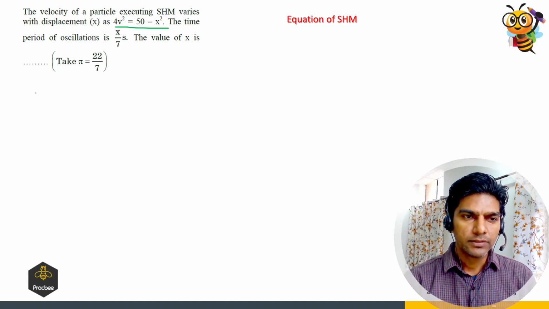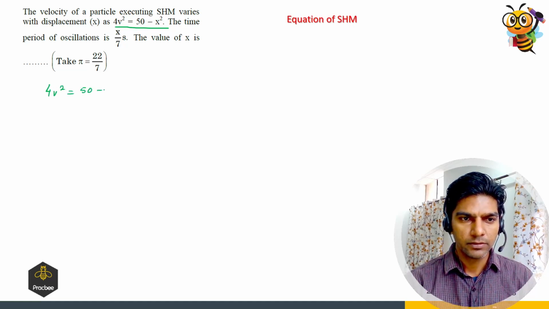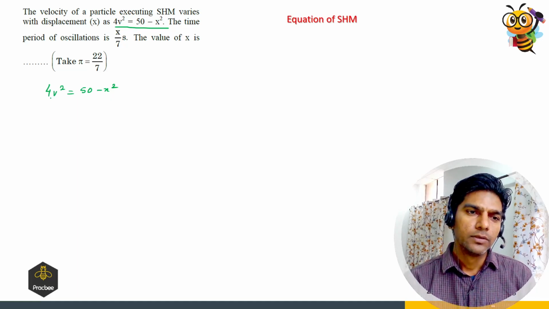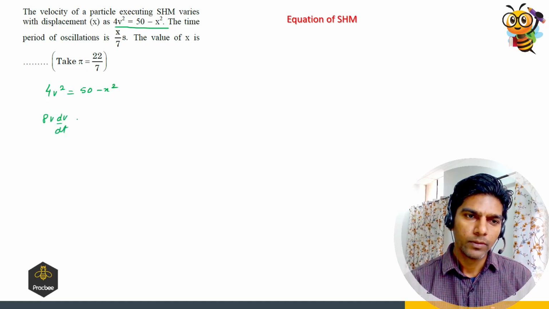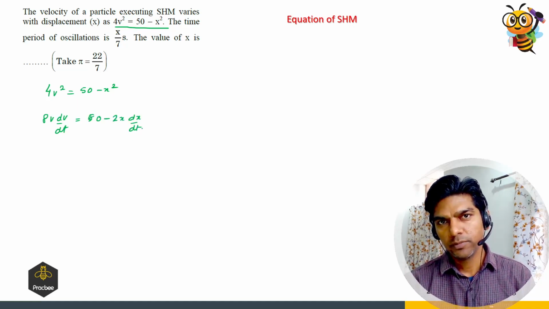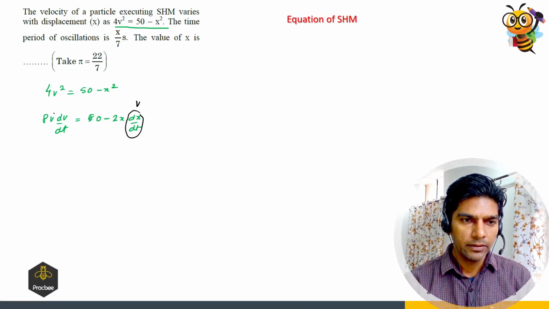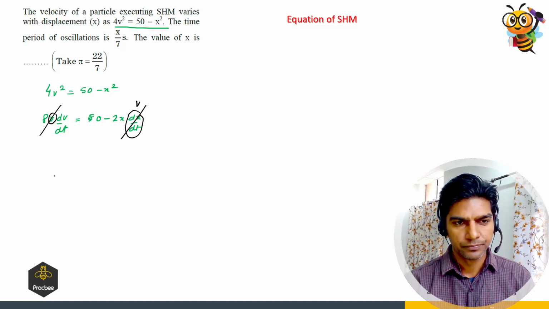So let us simplify this. v squared is given as 50 minus x squared. Now what we're going to do, let us differentiate this and let us try to form the simple harmonic motion equation. So this will become 2v dv by dt is equal to 50 will become 0, minus 2x dx by dt. Now this dx by dt is nothing but the instantaneous velocity. So this is nothing but v and this is v, right? So we can eliminate these two.